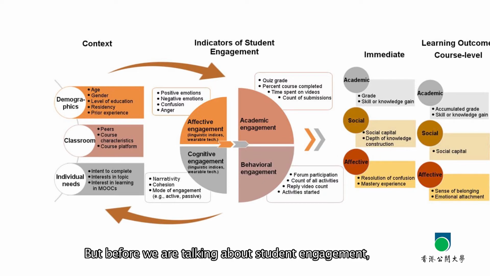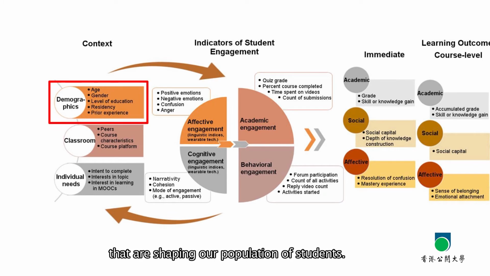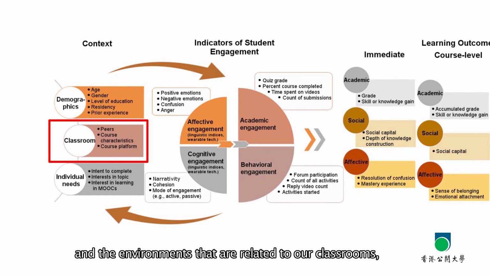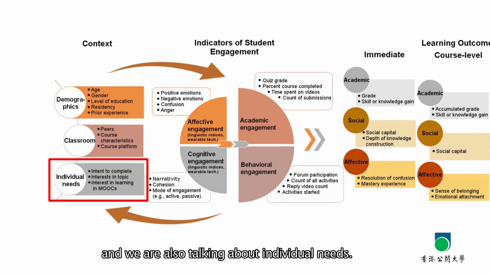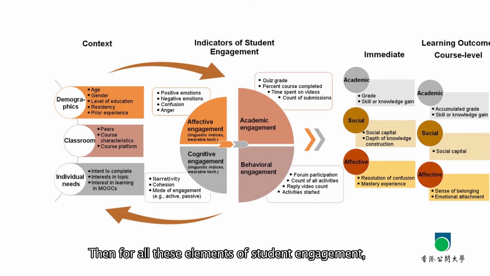But before we talk about student engagement, we also need to talk about the context. With context, we are thinking about different types of demographic elements that are shaping our population of students. We're also talking about the classroom and the environments related to our classrooms, and we are also talking about individual needs. Then for all these elements of student engagement, what we found were the proxies that were actually based on the interactions of students online.